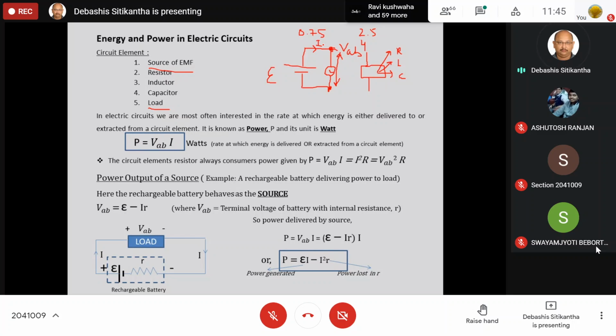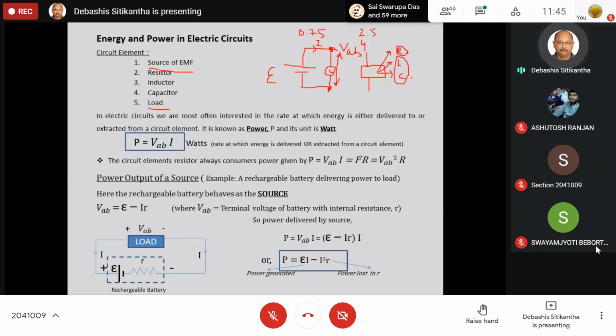Okay. Now, in case of DC, I told you that load can be resistor, capacitor, or inductor. But believe me, in case of DC, the inductor and capacitor are not going to consume any power. It is only the resistance which is actually going to consume the power. Why is it so? That thing we will learn in chapter number 30.